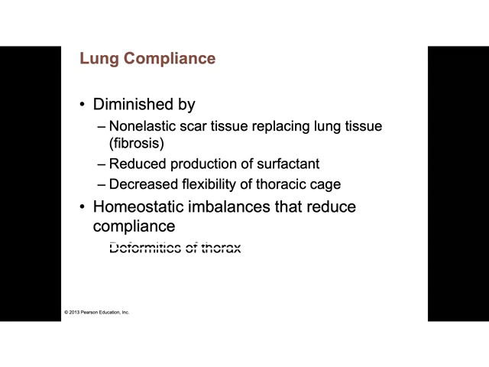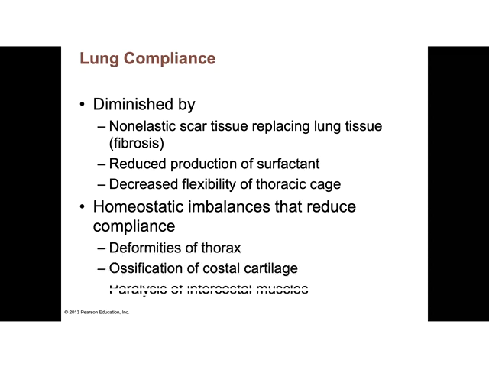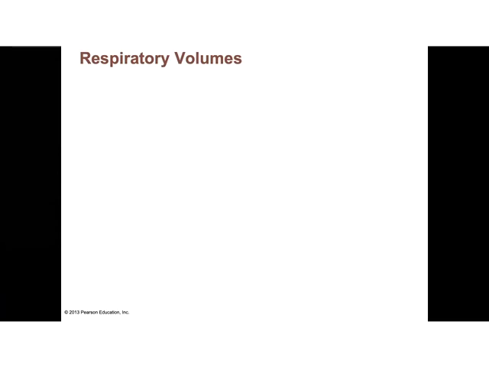Homeostatic imbalances that reduce compliance include abnormally shaped thoracic cage, ossification of costal cartilage, basically the joints between the ribs and the vertebrae and the ribs and the sternum, they mineralize, right? And then intercostal muscles getting weaker or getting paralyzed, right? And all of this means it's tougher for you to take a good deep breath, okay?